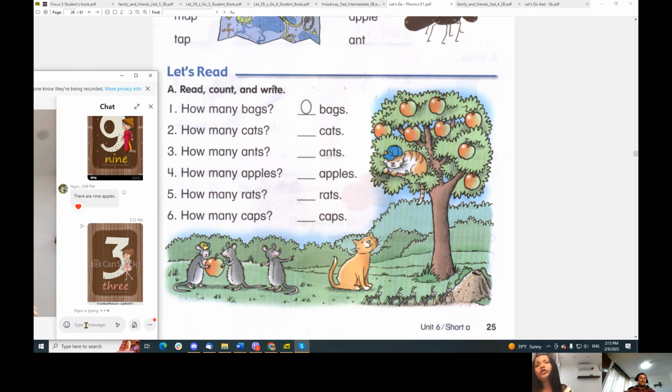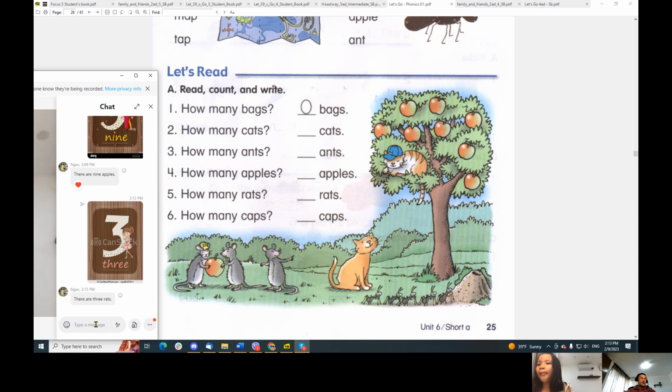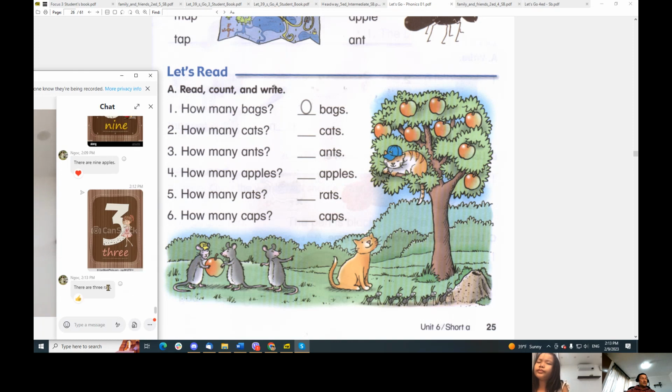Thank you, sweetie. Let's just check. There are three rats. Thank you. That's correct. Very nice writing, Lulu. Bravo. And one more. Only one more. How many caps? I know. Okay.